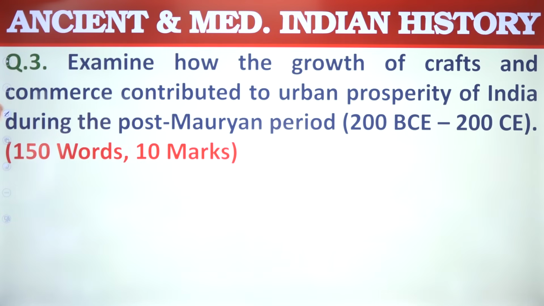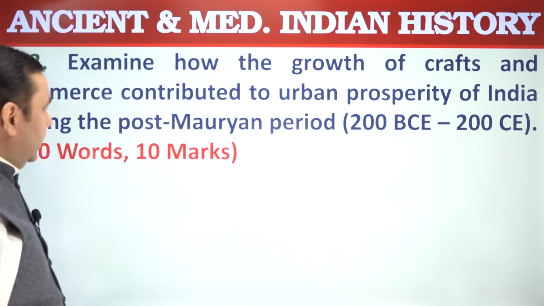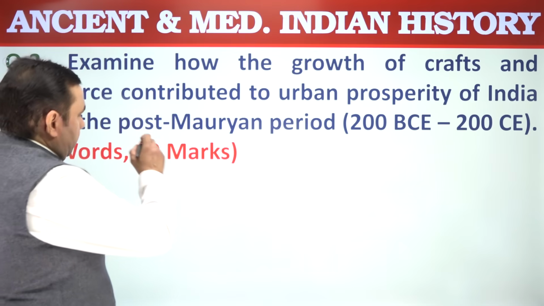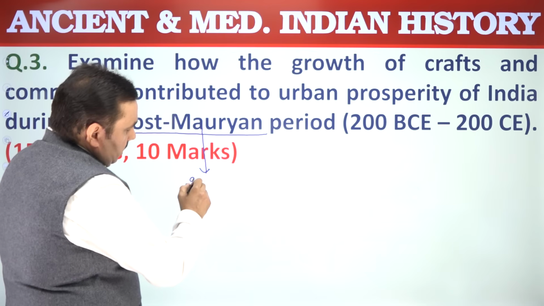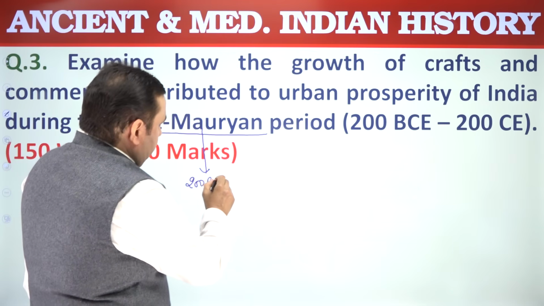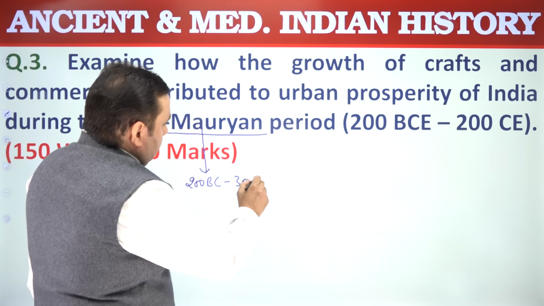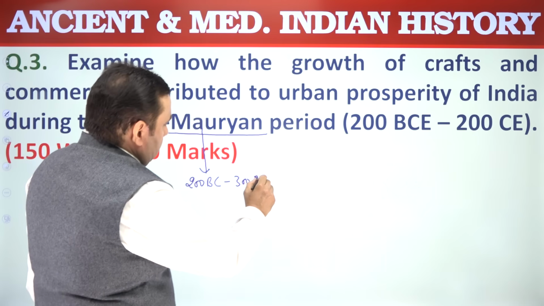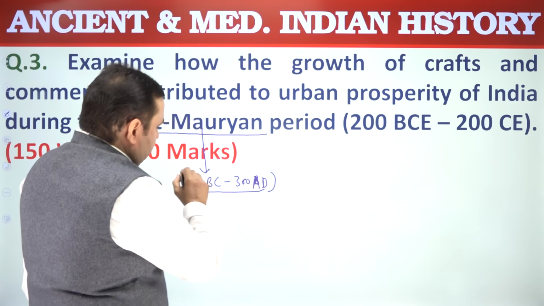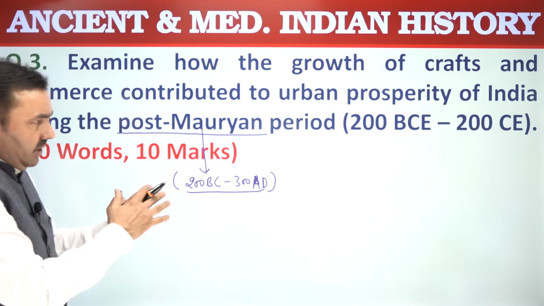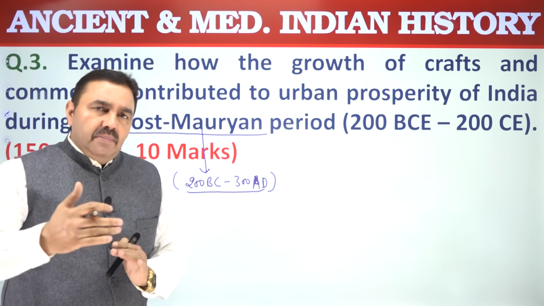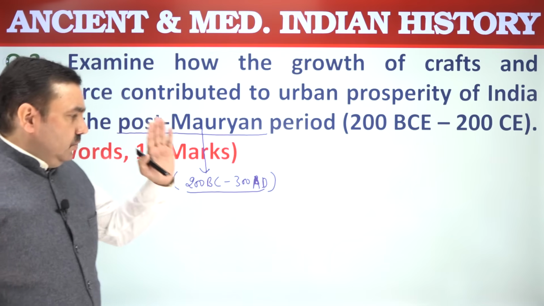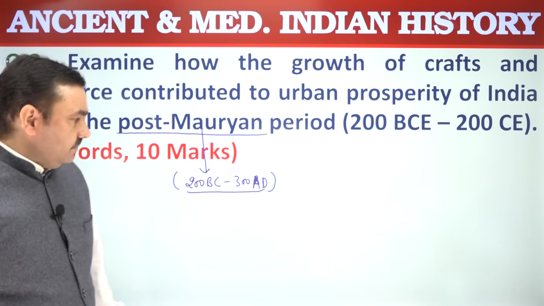Question number 3 here. Examine how growth of crafts and commerce contributed to the urban prosperity during post-Mauryan age. So post-Mauryan age means the 5 centuries from around 200 BC to 300 AD. Though Mauryans were up to 187, for the sake of chronological description, this is the period used in books and in all other sources. But this is not precisely correct, because post-Mauryan would be 187 BC onwards.